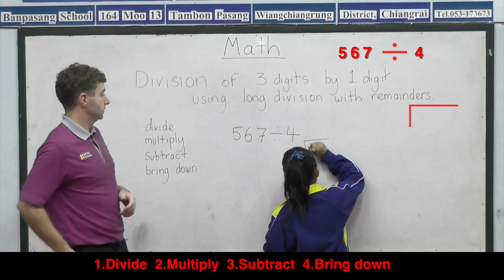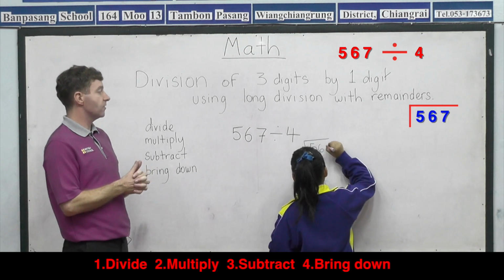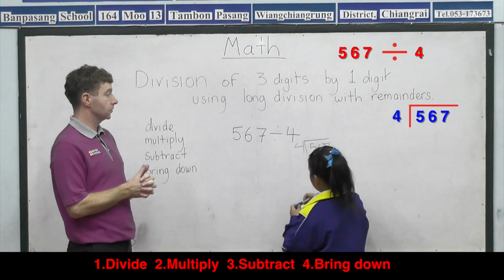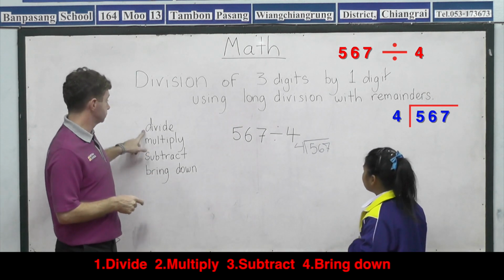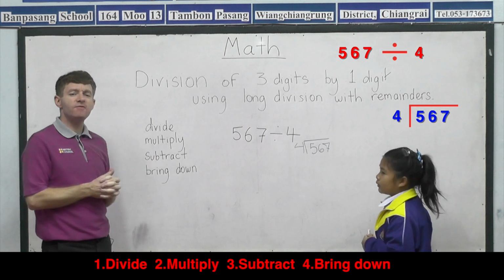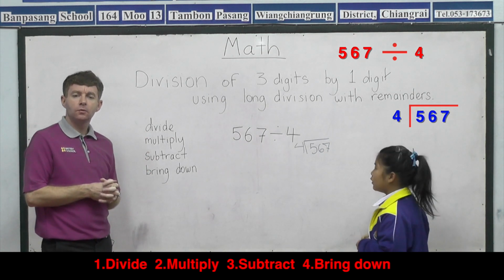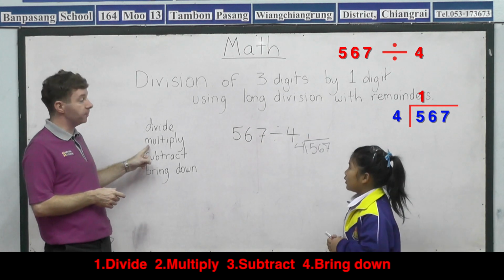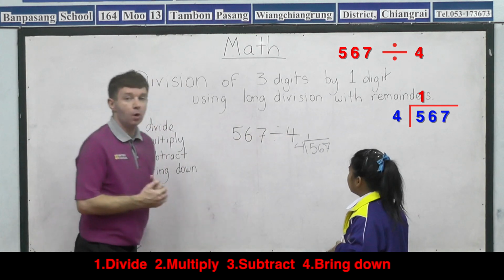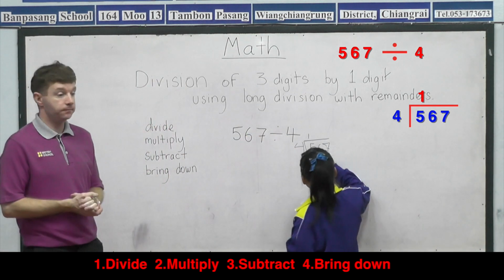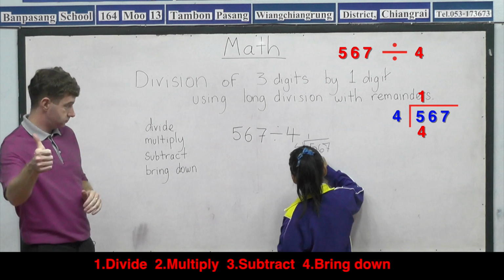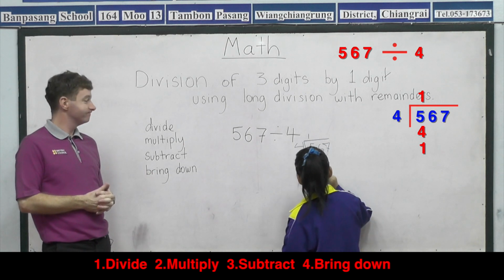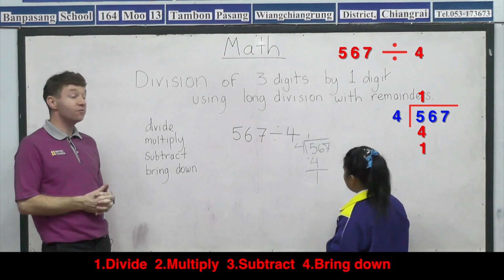Excellent. 567 divided by 4. Okay, so step number 1, divide. 5 divided by 4 equals 1. So we'll write 1 on top. Next we multiply. 4 times 1 equals 4. Excellent, guys. 5 minus 4 equals 1.